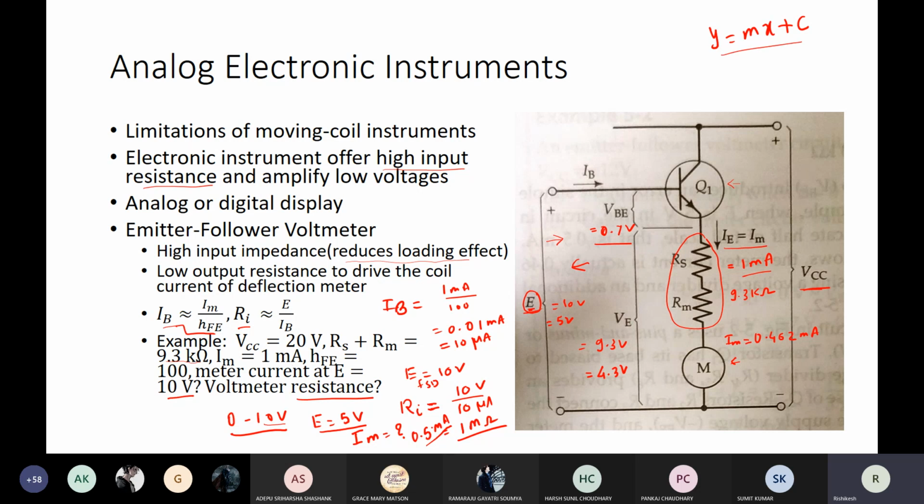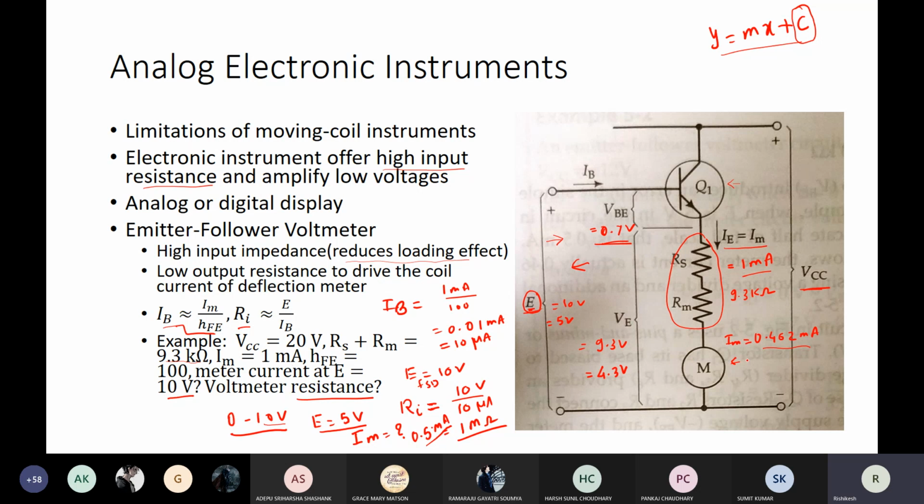If this is your system, is it linear? No, sir. Because of this term, isn't it? So this is what is happening with this VBE. So the system is not linear. This is non-linear. So there is an error in the measurement, and you have to somehow get rid of the effect of this 0.7 volts. So even though we have achieved high input impedance, we have compromised on the accuracy.